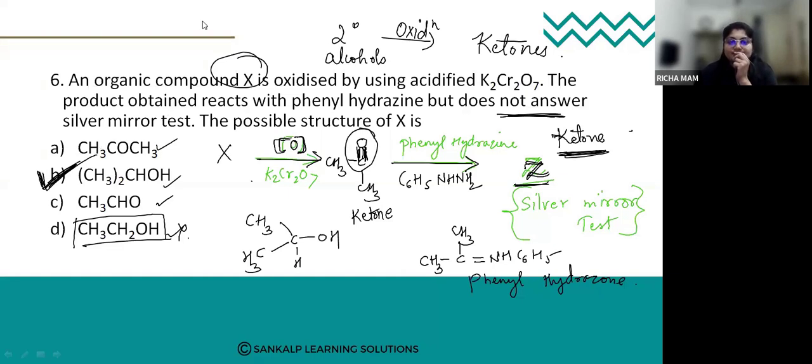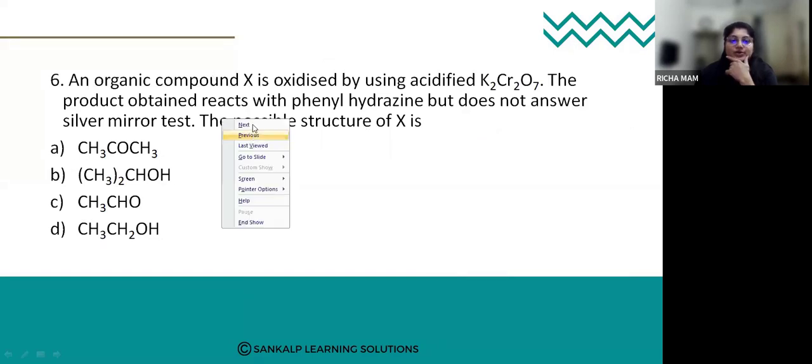Yes, Lubna has answered. So option number B is the correct answer. Organic compound X is a secondary alcohol, because a primary alcohol on oxidation will form an aldehyde, but a secondary alcohol on oxidation will form a ketone. Okay. Next question.